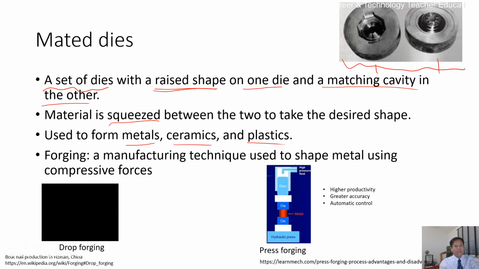And for mated die, we use the forging method. There are some other types of forging methods. Forging is a manufacturing technique used to shape metal using compressive force. As I mentioned, there are types of forging methods. The first one is drop forging.